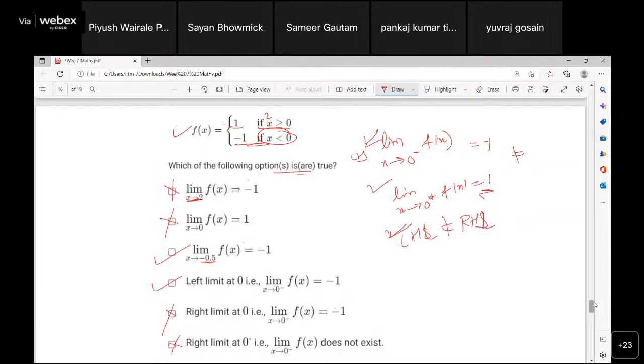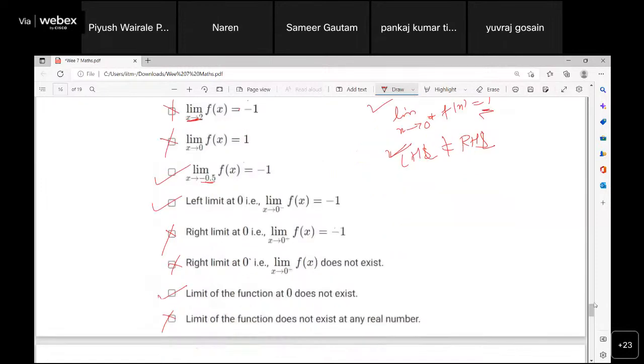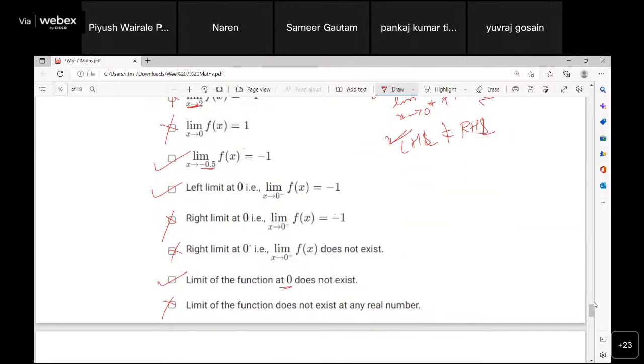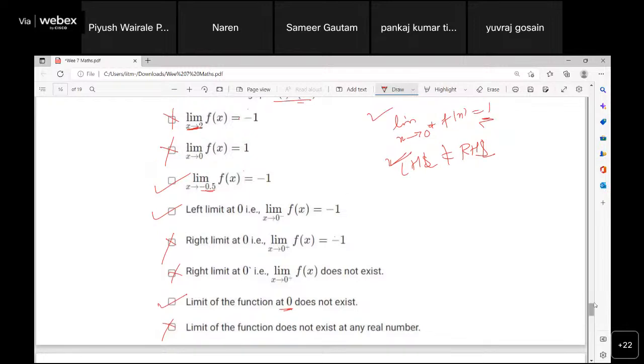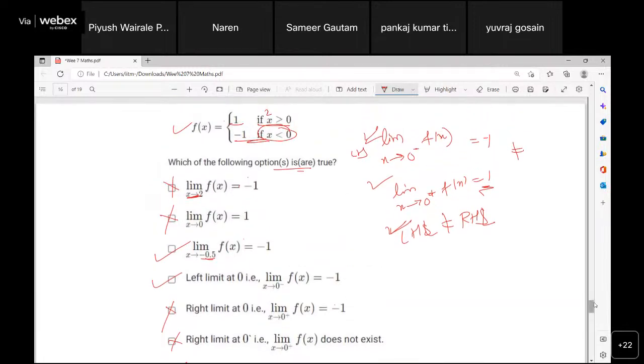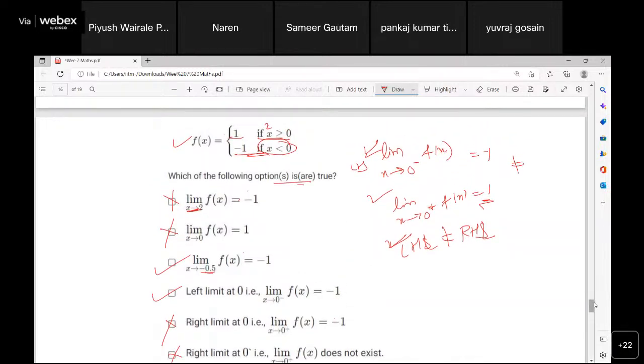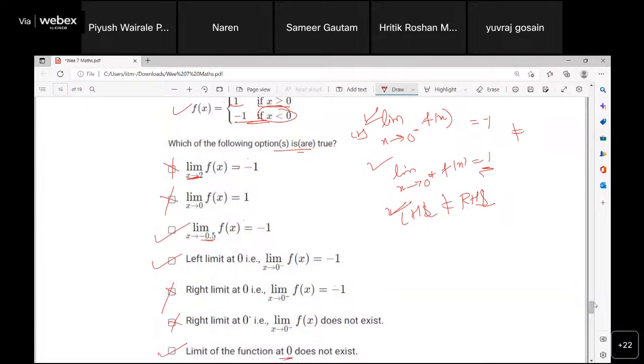The limit at 0 does not exist, right? So what will be the value of y at 0, sir? There is a jump at 0. If you draw the graph like this, f of x at 0 is not given. They have given the function value as 1.